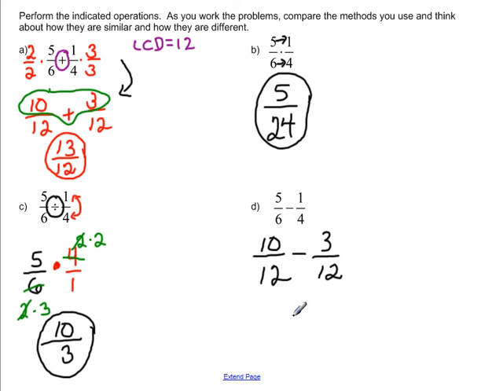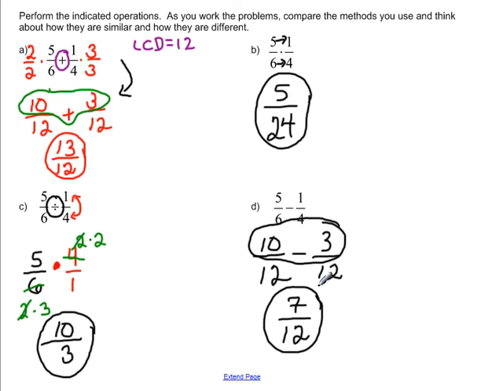And when we subtract, the denominator stays the same. 10 minus 3 this time, doing the operation just to the numerators, gives us our final answer of 7 twelfths. We want to make sure that that's in its simplest form, and in fact it is. So there's our final answer. Each problem we have to keep track of what's our process for the different operations we're being asked to do.